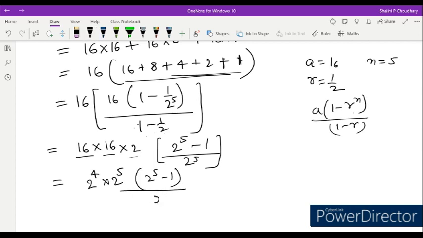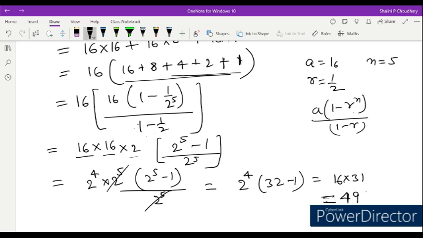It looks like 25, so we'll write 2 to the power 5 properly, and it will be 2 to the power 4 into 2 to the power 5 minus 1 upon 2 to the power 5. 2 to the power 5 is 32, so 32 minus 1 will be 31, and 2 to the power 4 is 16. So 16 into 31. What value will we be getting? 16 into 31 will be 480 plus 16, 496. So this is the value we will be getting.